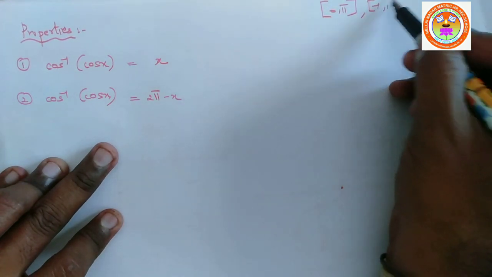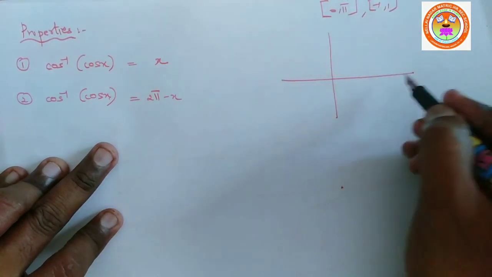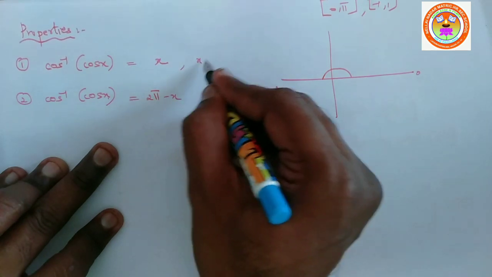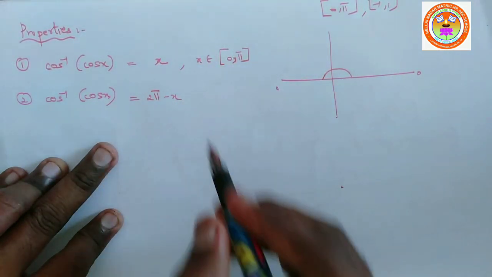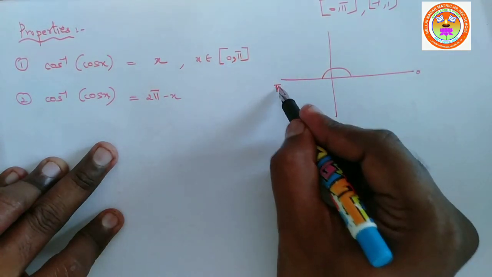Value is minus 1 comma 1. So if you are going to draw the diagram, 0 to pi, this is 0, this is pi. Therefore x belongs to the closed interval 0 comma pi. This is pi, 0 comma pi.